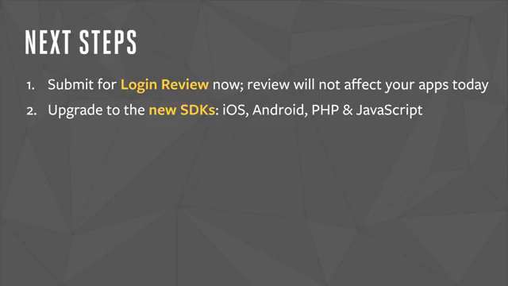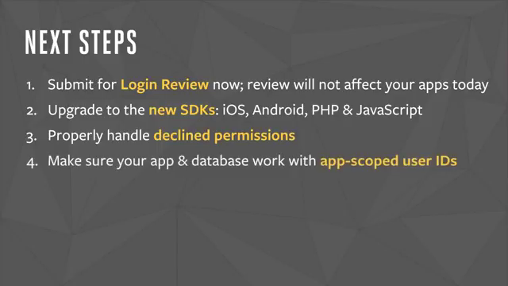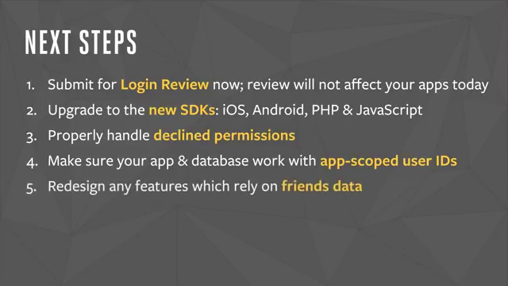Next, when you start using the new Facebook login, you'll want to ensure your app provides a great experience even when people choose to decline permissions. Fourth, ensure that your database works with app-scoped user IDs. If your business operates multiple apps, you'll want to set up the Business Mapping API. Fifth, if parts of your app rely on accessing friends data, you might want to redesign these features to ensure they'll still work come April 30th, 2015.